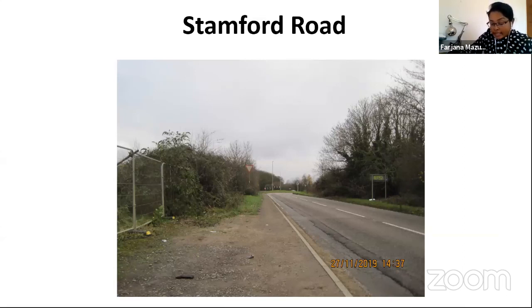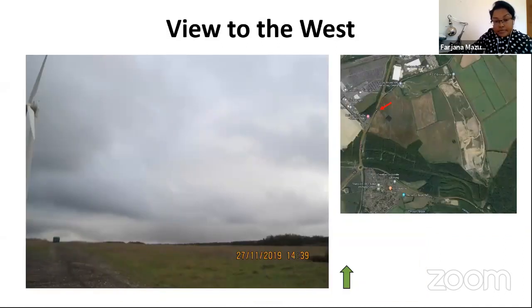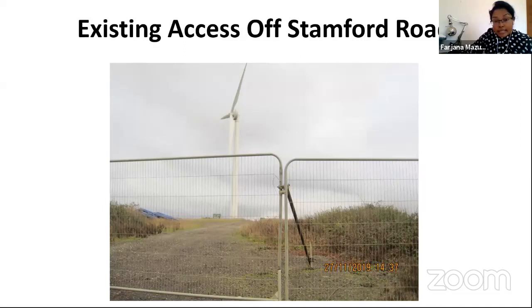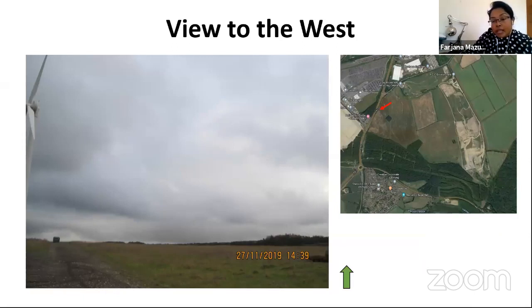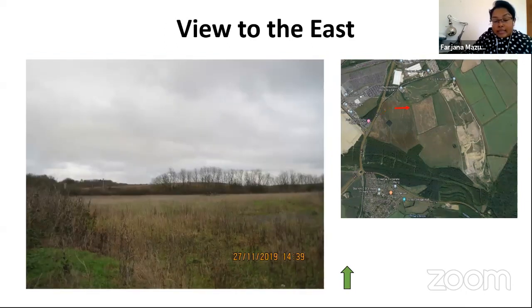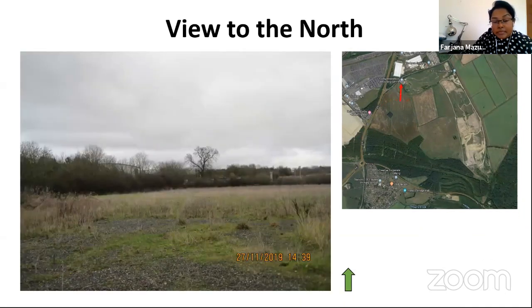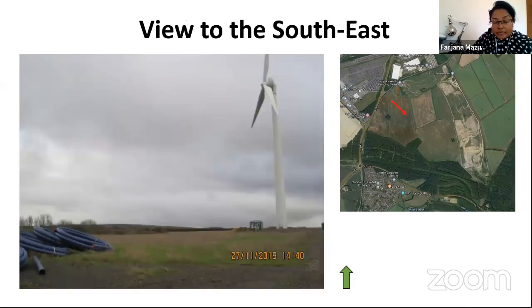Some photographs have been taken in and around the site. So this one is showing the existing access of Stamford Road North. Next slide, please. This is the existing site access looking into the site. Next slide, please. This photograph has been taken from within the site looking to the west. Next slide, please. This is the view looking to the east. Next slide, please. This is the view to the north, where you can see a glimpse of industrial buildings of Max Park Industrial Estate. Next slide, please.